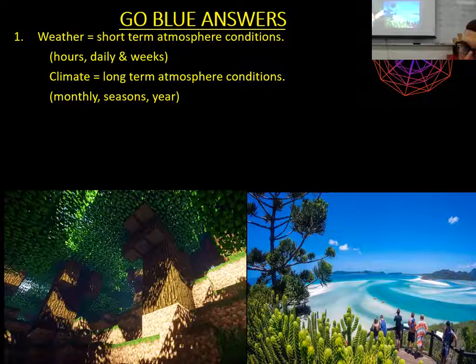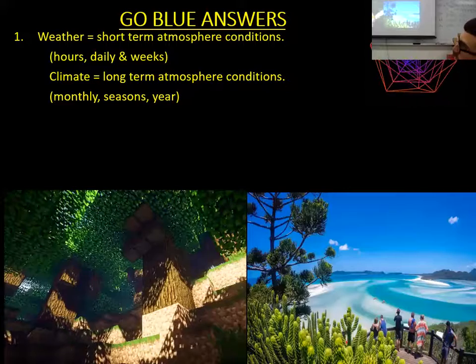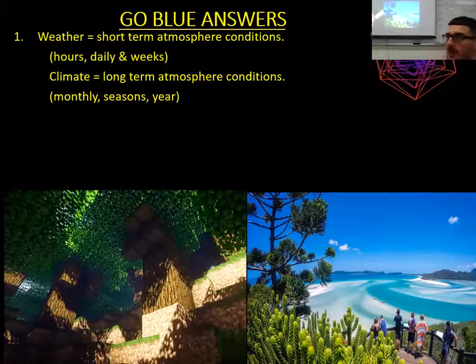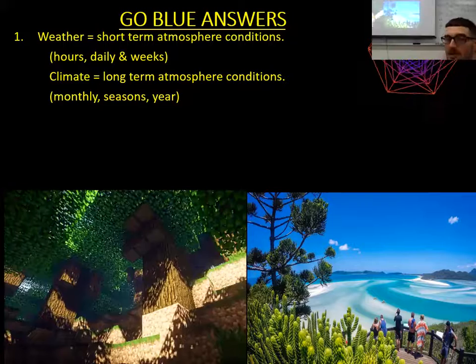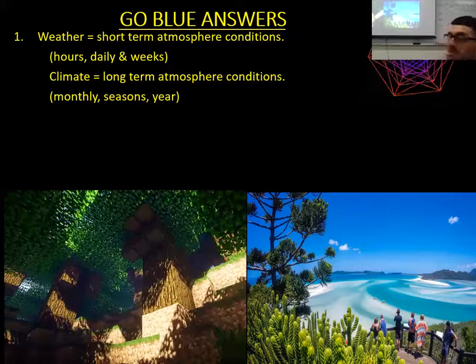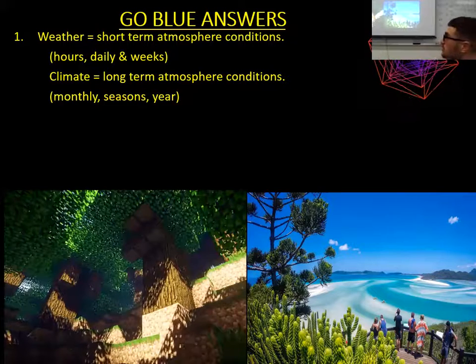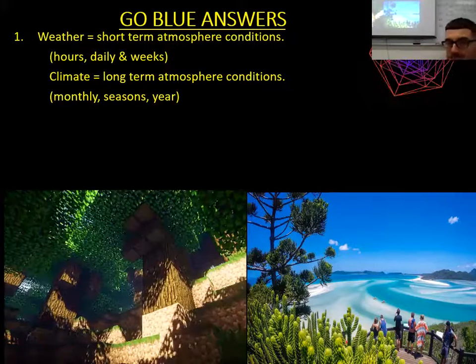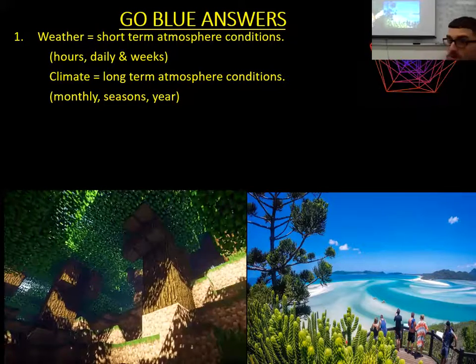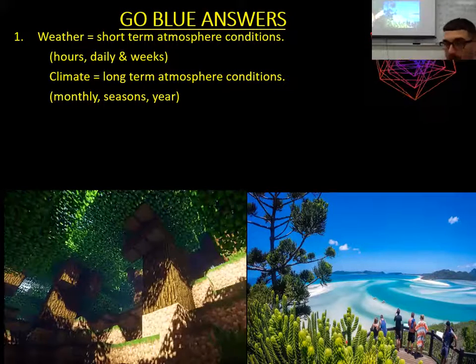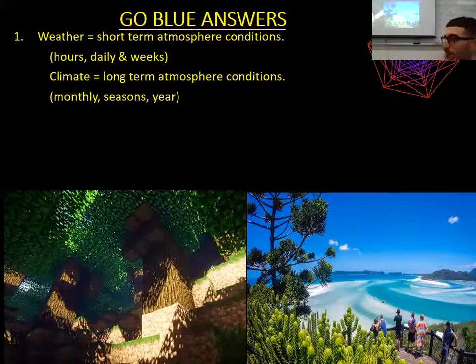Make sure to jot this down on page 2. Weather is the short term atmosphere conditions. So for that, I'm thinking of like, again, the hourly forecast, the daily, the weekly forecast, right? Whereas climate is going to be the long-term atmosphere conditions. So we're talking monthly, the seasons over the course of a year. So climate is long-term, weather is short-term. Weather changes, climate's pretty consistent, right?